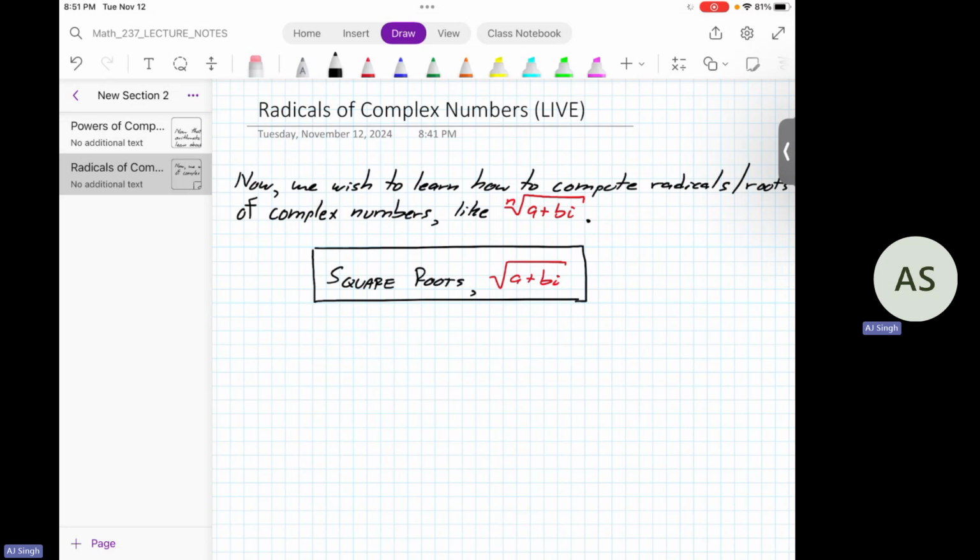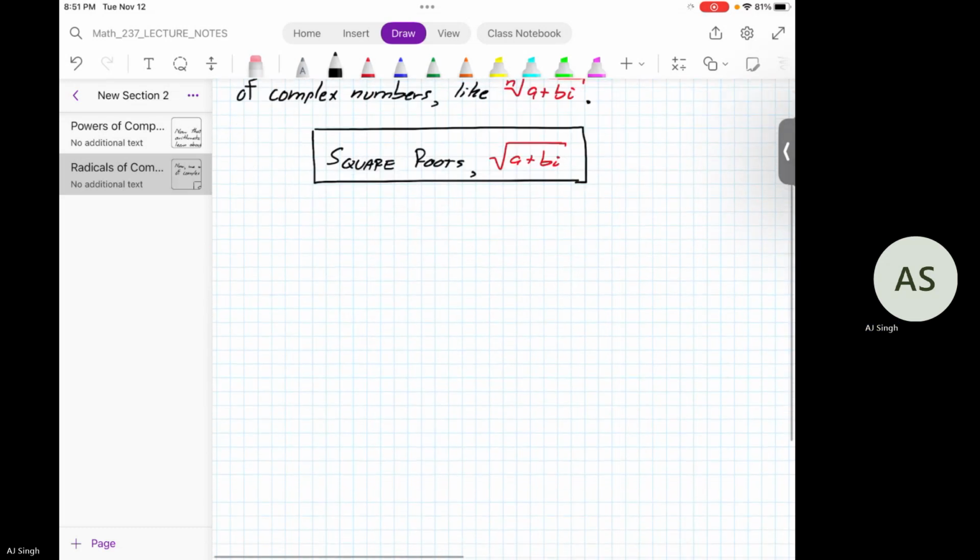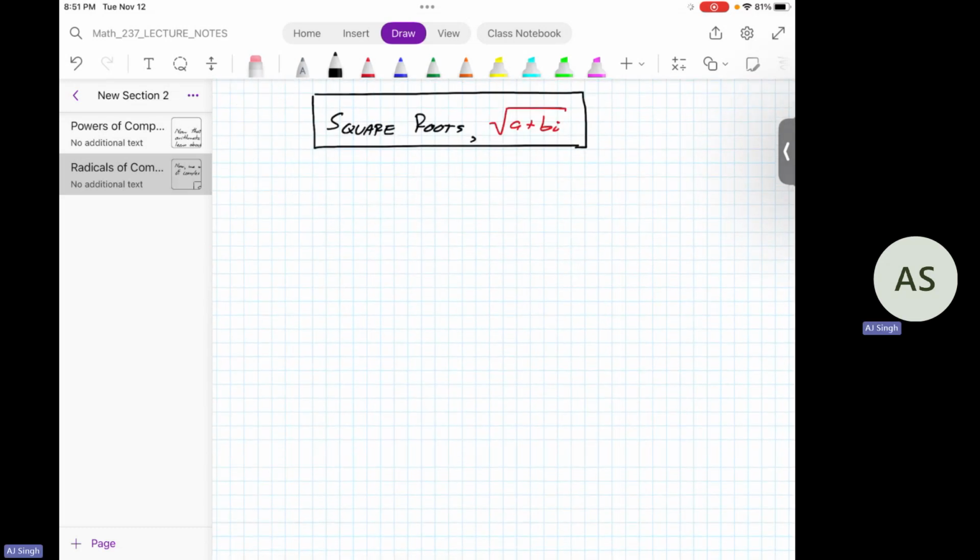So there we go. And it's best illustrated with an example. So here's the example, and I'm just going to take this from my notes. Compute the square roots of 12i. So I'm going to show you this one, and then you can try another one.